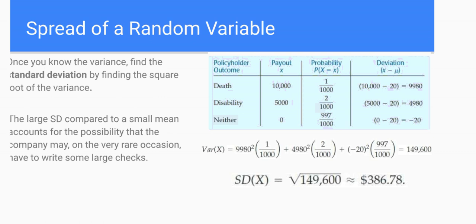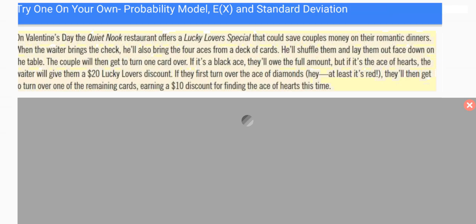And now let's go through a problem all by ourselves. What I'd like you to do is hit pause and give this a try. I'd like you to come up with the probability model, the expected value, and the standard deviation for the situation described below. So hit pause now, give this a try, and then I'll go through it in just a second.